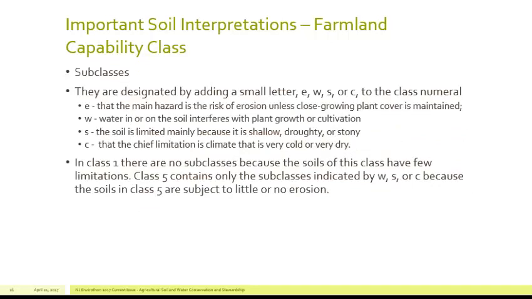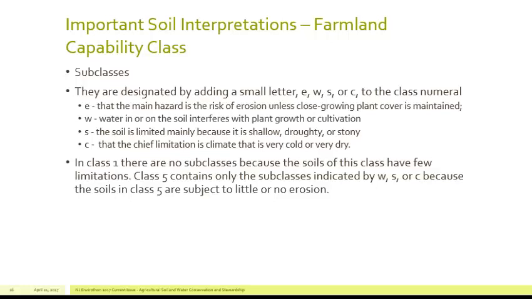Now, every capability class can have a subclass, except for Class 1. Class 1 does not have any subclasses because Class 1 soils don't have any limitations. The subclasses let you know what the restrictions or limitations on that soil are. So you could have a soil that's a 2E. That means that it's a farmland capability class of a 2. It is susceptible to erosion. Soils that have a subclass of E are very susceptible to erosion and past erosion damage.